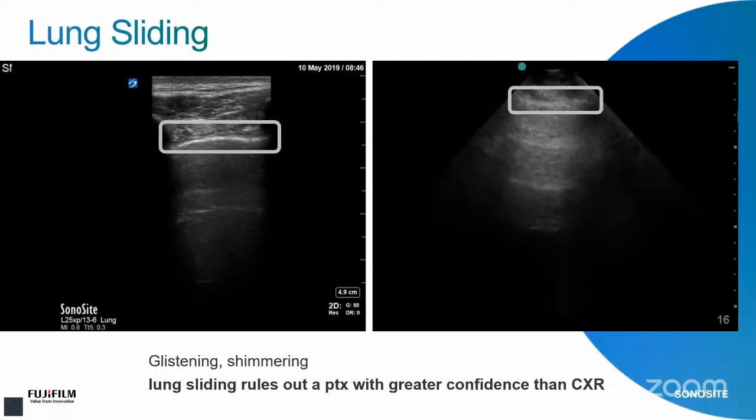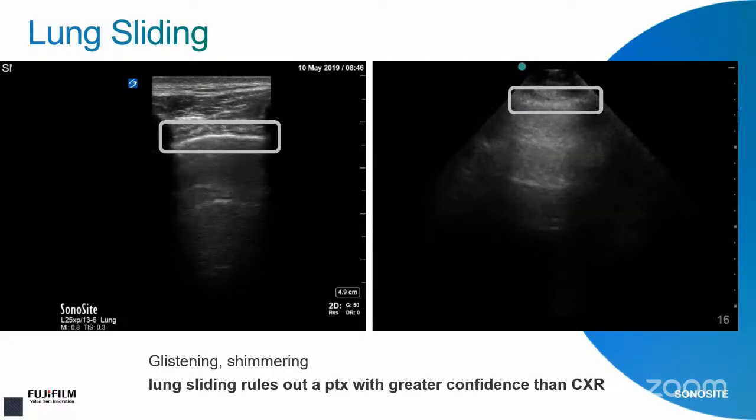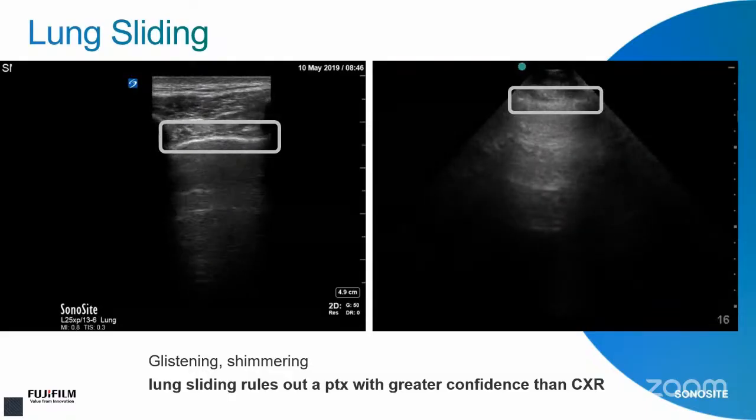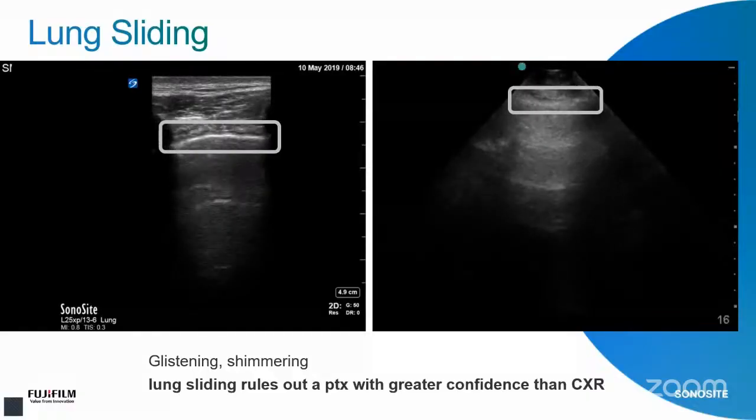I'll offer that if you're a computer nerd like I am, you might see this and say each pixel is just going black, white, gray, black, white, gray, black, white, gray over the course of a respiratory cycle. And the presence of this finding, of this shimmering artifact known as lung sliding, rules out a pneumothorax at the place where the transducer is being held with a greater confidence than a chest x-ray interpreted by a radiologist.